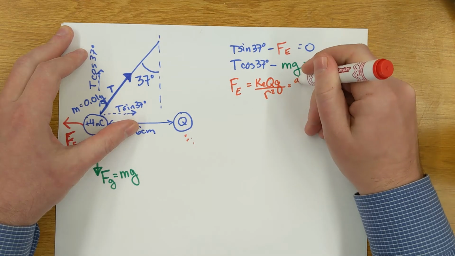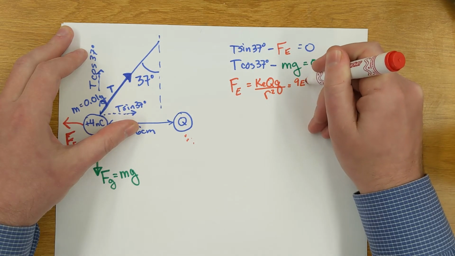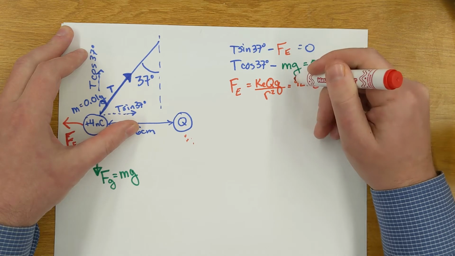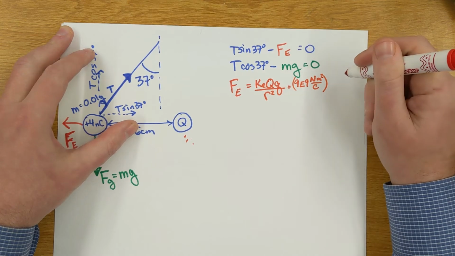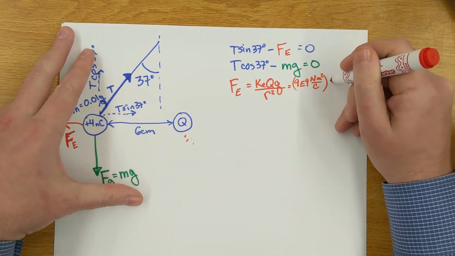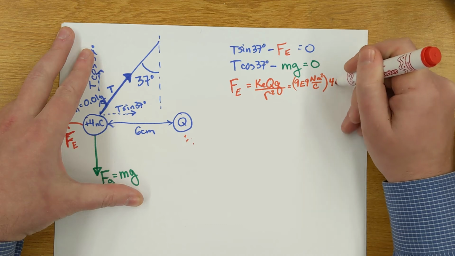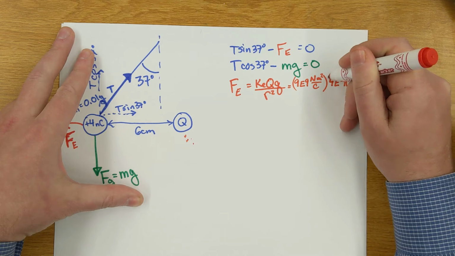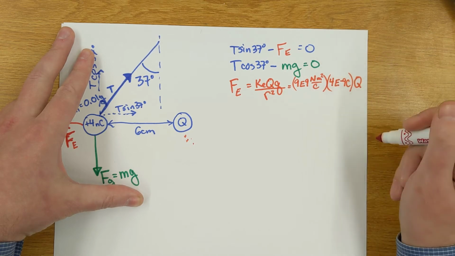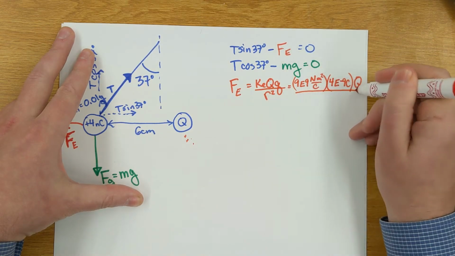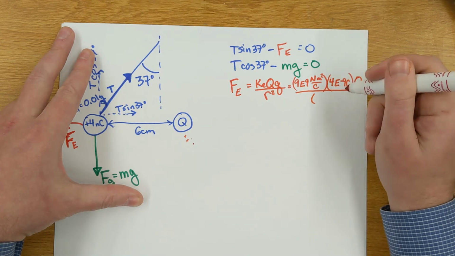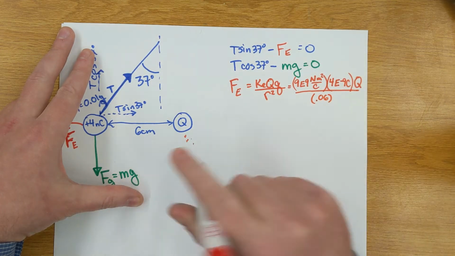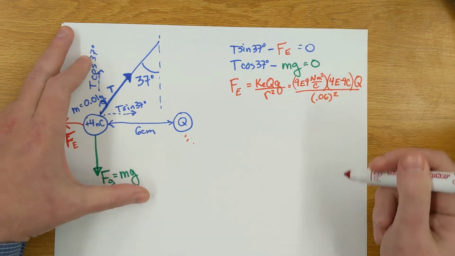So the Coulomb constant is 9 times 10 to the 9 Newton meters squared per Coulomb squared. And what is my first charge? 4 nanocoulombs, so that's 4 times 10 to the minus 9 coulombs times Q, the charge I don't know, divided by the distance between these two, squared. So what is that distance? It's 0.06 meters, 6 centimeters, and we have to square that.